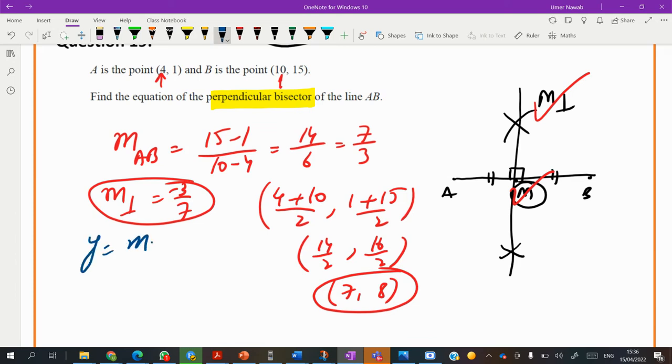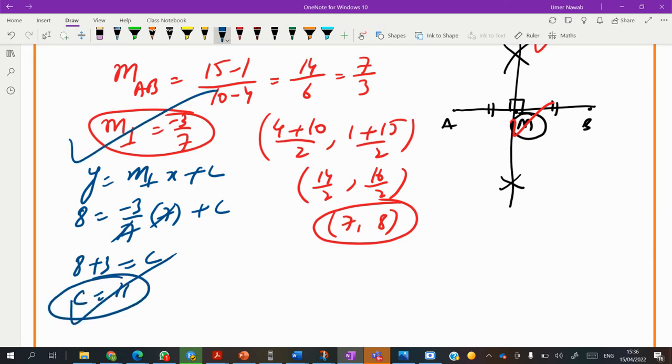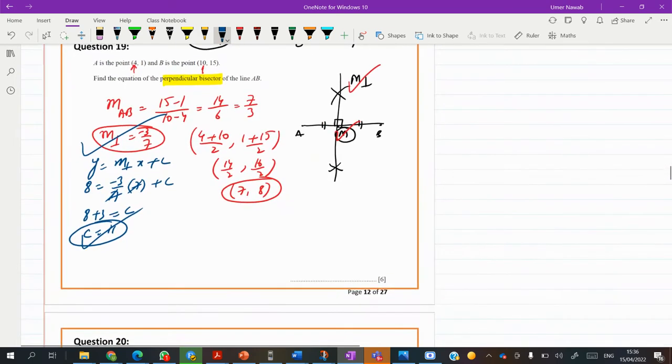So y is equal to mx plus c. I'm going to substitute 8 is equal to minus 3 over 7, x is 7, plus c. The 7s cancel, and 8 plus 3 is equal to c. So c is equal to 11. This is the perpendicular gradient and this is c. I'm going to write the equation: y equals minus 3 over 7 x plus 11.